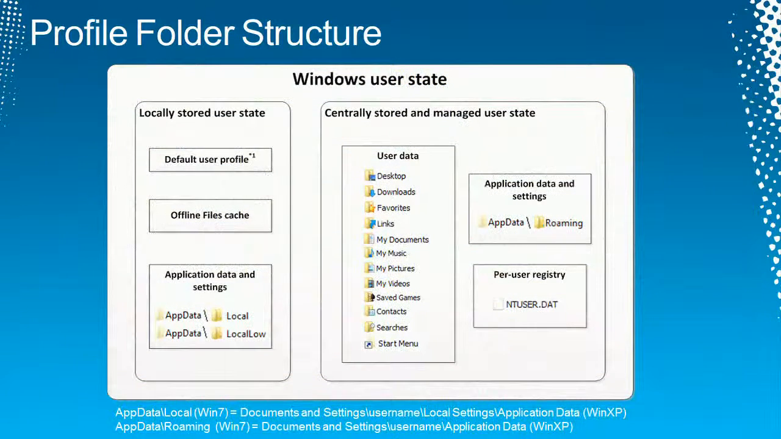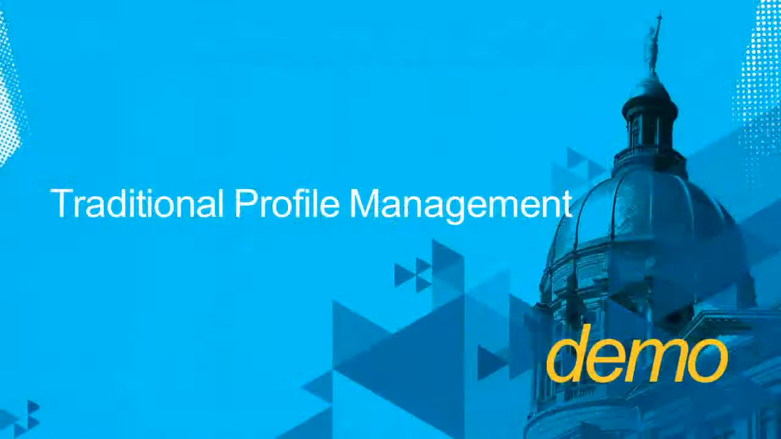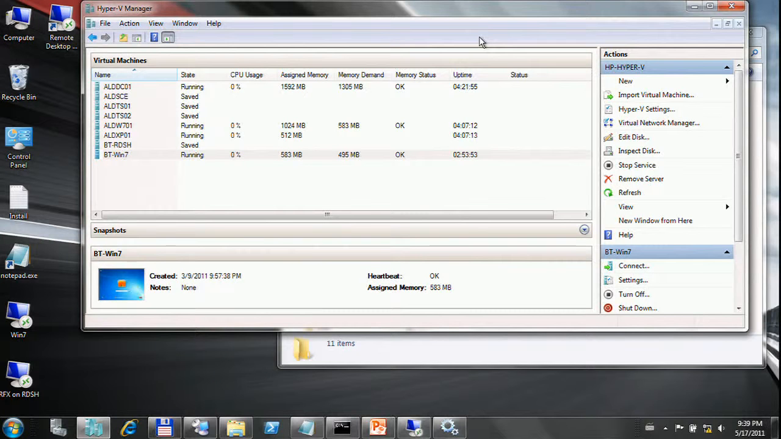This is a picture that I took from a white paper that was published by Microsoft, just to give you an idea that it's a complex thing that we're doing if we're talking about user profiles. And you see down there, AppData\Local on Win 7 is the same as Documents and Settings\username\Local Settings. So it's completely different places. And this is exactly where I want to go into the demo with the profile management.